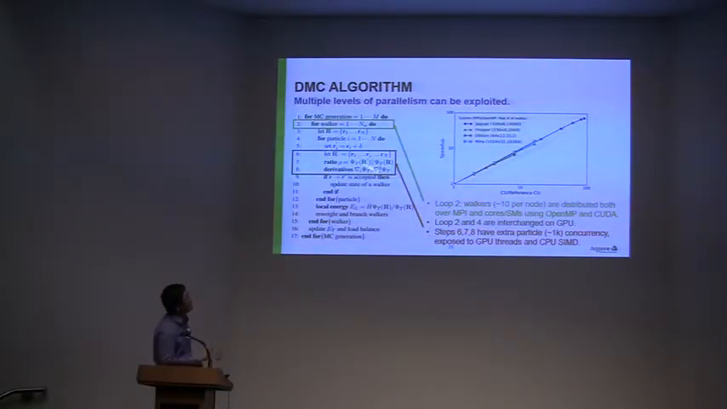That's why in the QMCPACK pseudocode I just repeated here, in the GPU implementation, loops 2 and 4 are interchanged. So the sequential loop is brought out, the worker loop is brought in, and then they can be launched within a single kernel launch on the GPU just to gain efficiency.